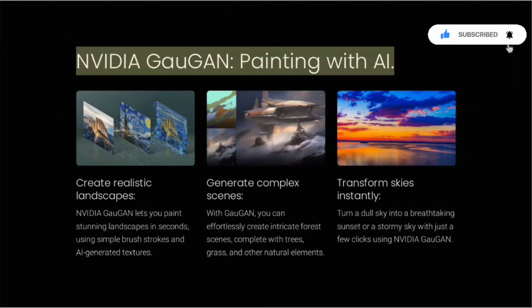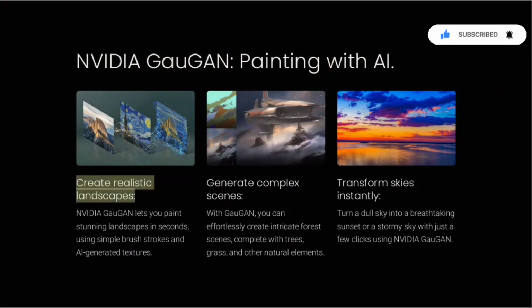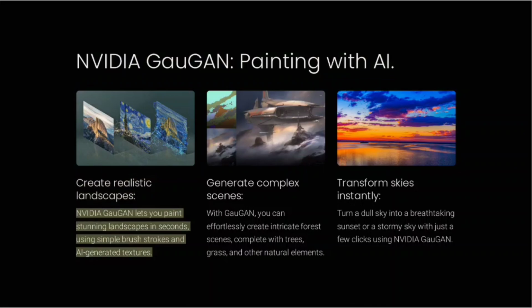NVIDIA Gogh GAN. Painting with AI. Create realistic landscapes. NVIDIA Gogh GAN lets you paint stunning landscapes in seconds, using simple brushstrokes and AI-generated textures.